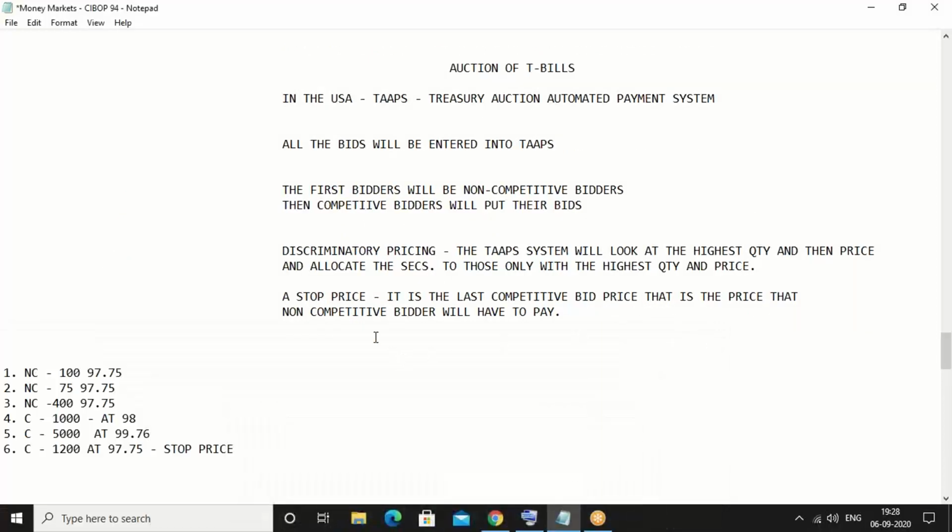But if you look at the description of discriminatory pricing, it says that the system looks at the highest quantity and then price and allocates the securities to those with the highest quantity and price. So the definition says you have to look at the highest quantity, right?